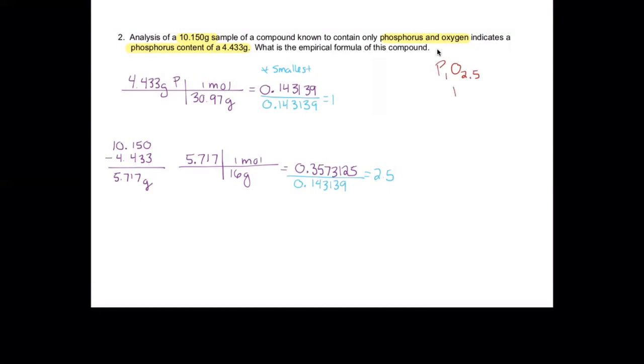But we can go ahead and try to get rid of it and multiply it by a factor. I'm going to just double it, which will mean I have to double both because I need to keep the same ratio between the elements. And so this is the empirical. And as we know, empirical means I can't divide by any number without getting a decimal. And so that is going to work as an empirical formula.